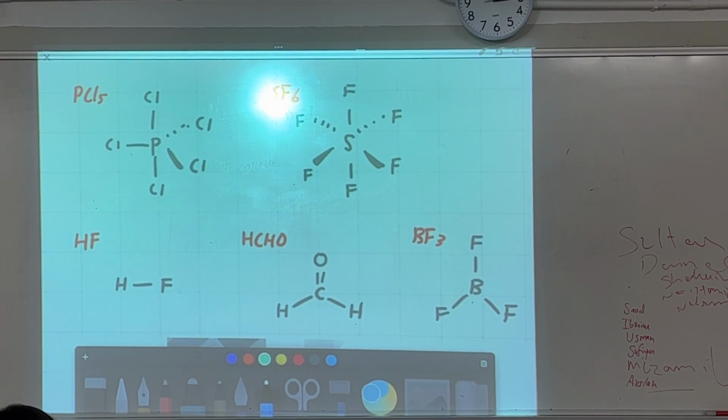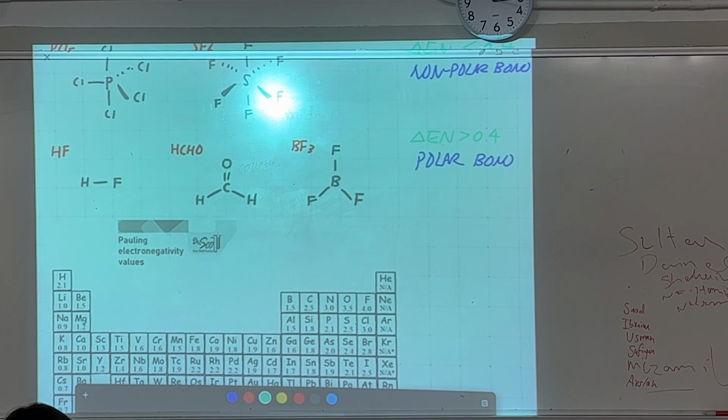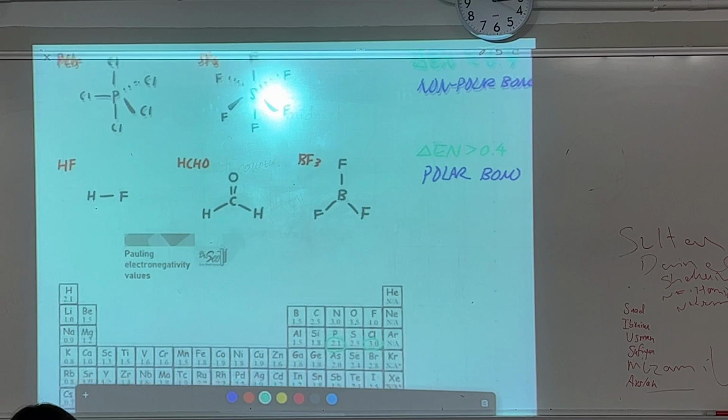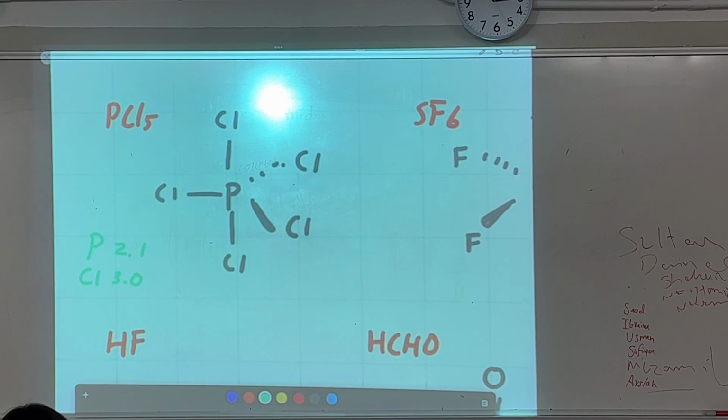So when you look at P and Cl, what is the value of electronegativity for P and Cl? P is 2.1, Cl is 3.0. That means the dipole should be pointing from, is it Cl to P or P to Cl? P to Cl. So we draw it 5 times.